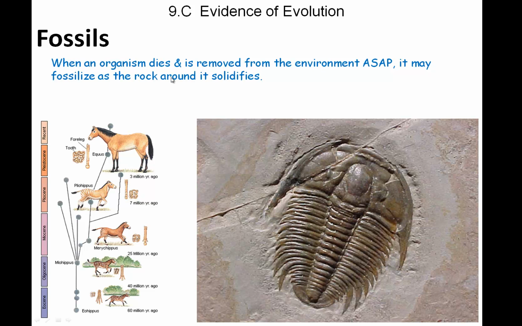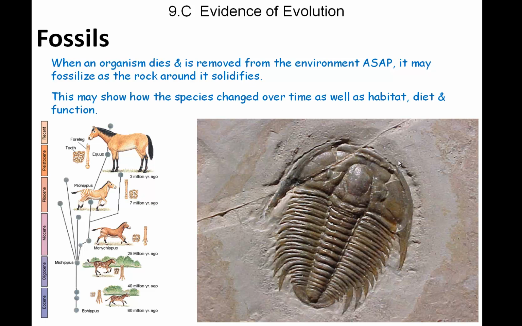It may actually turn into rock. The rock will surround it. Then we'll get the rock-shaped or mineral-shaped version of the trilobite in this case, or we may get the horse hoof or tooth or other areas of the horse.